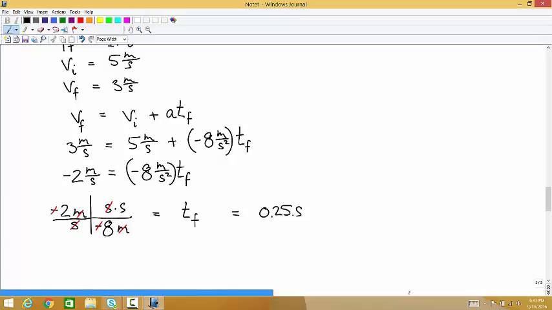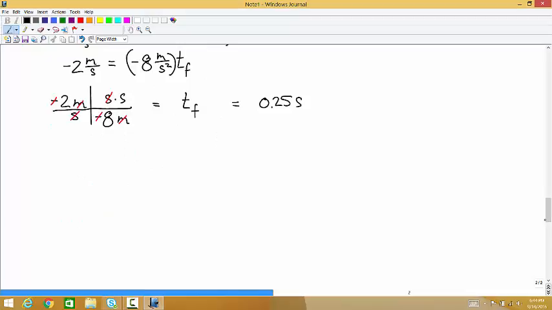Any questions about that? Yep. Why aren't the seconds on top? Or how did they end up on top? Just because when we divided by negative 8 meters per second squared, that's like multiplying by 1 over negative 8 meters per second squared. And so everything switches, and you end up with seconds squared on top, and then one of those cancels. Any other questions?